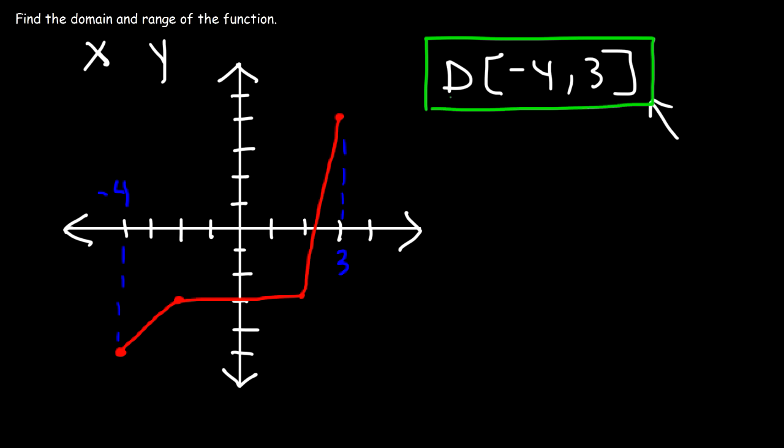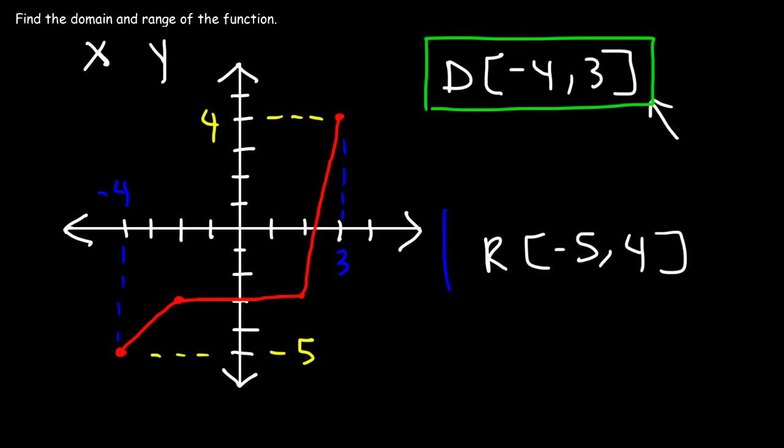Now, what about the range? What's the range of this particular function? Well, let's focus on the y values. The lowest y value that we see is -5. Now, the highest y value is 4. And there's no breaks in the graph. This graph is continuous from -5 to 4 along the y-axis. So therefore, the range is going to be -5 to 4. And so that's a simple way to determine the domain and range of a function using a graph.